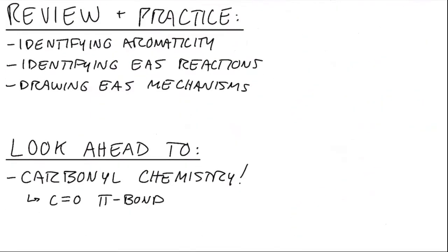And then if this is all feeling good and fine, you can start looking ahead to carbonyl chemistry. So what the heck is carbonyl chemistry? You probably never heard that before, but that is the name for the functional group when we have a C=O pi bond. That is a carbonyl. And there's a bunch of other different functional group names that we'll talk about in the last portion of this unit. So if you have any questions about either aromaticity, EAS, or mechanism drawing, please let me know.